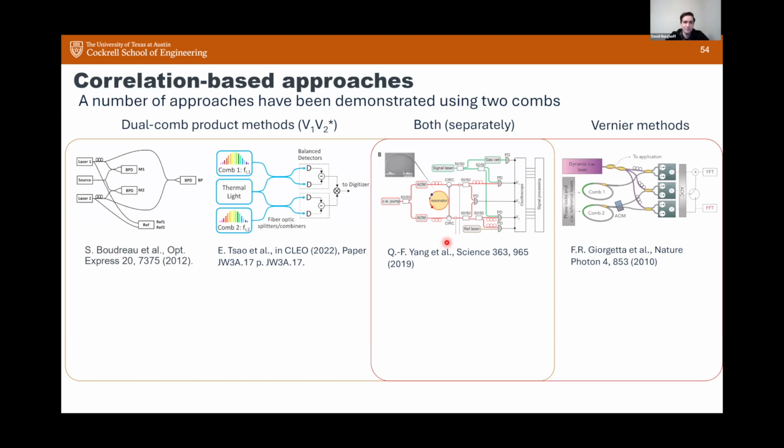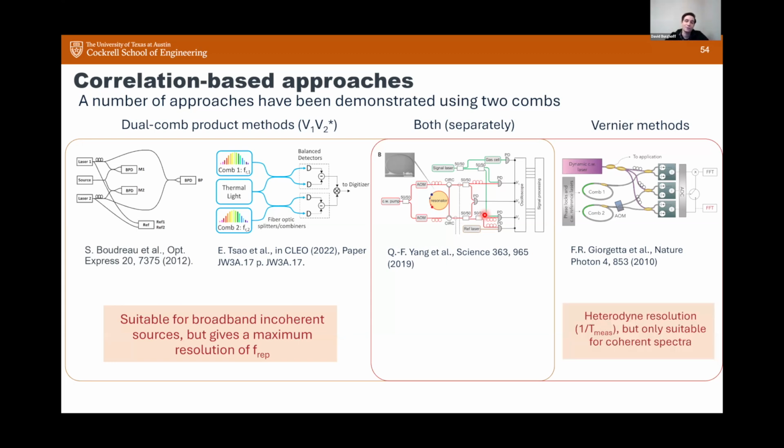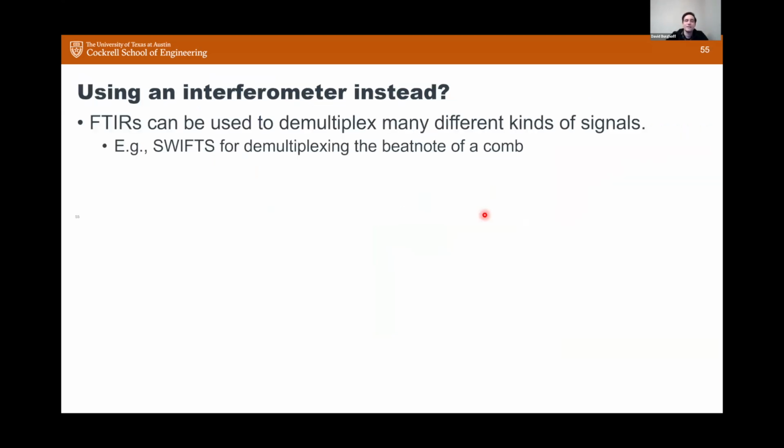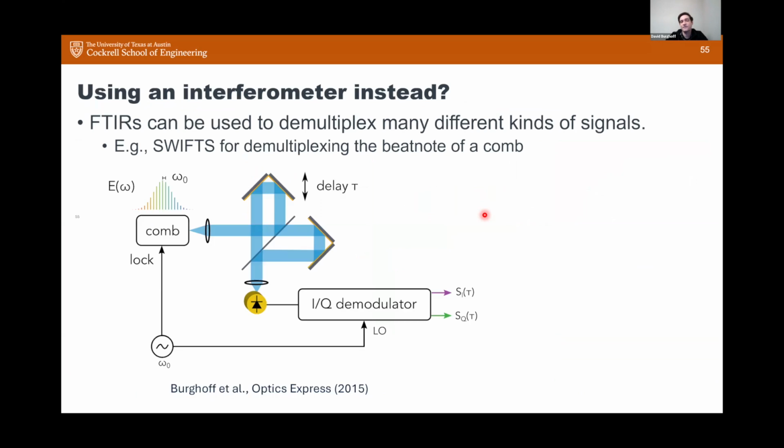And actually, the Hall group did both of these two things separately, but not all at once. So these dual comb product methods give you a very broadband incoherent spectrum, but they give you very low resolution. Whereas these vernier methods give you very high resolution, but they only work for coherent spectra. And of course, what you're wondering is if it's possible to achieve heterodyne resolution while also measuring broad features. And so the first thing we came up with was something like SWIFTS. SWIFTS is actually an example of demultiplexing the multiple beat notes of a comb using an FTIR.